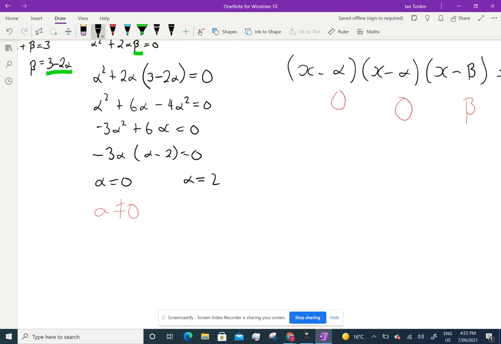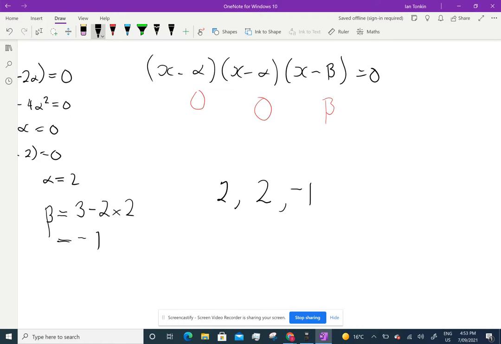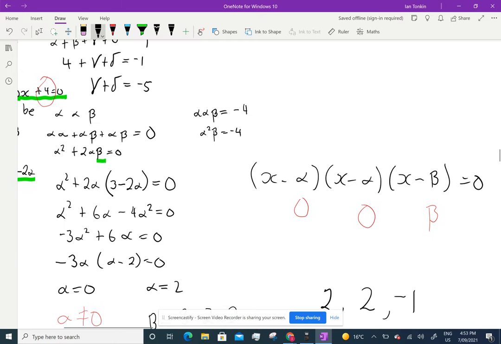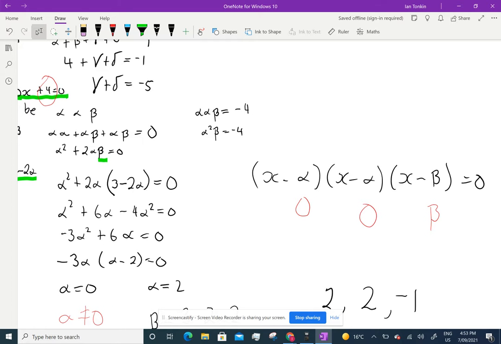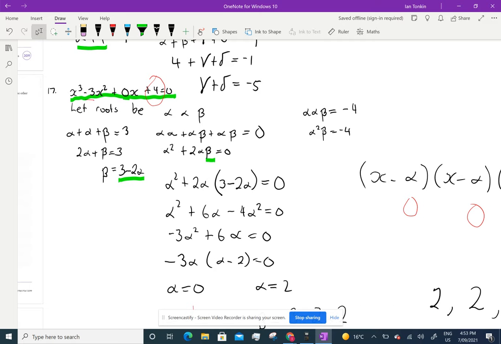So let's just go with this. If alpha equals 2, remember, beta equals 3 minus 2 times alpha. 2 times 2, 3 minus 4, negative 1. So therefore, the roots are 2, 2, and negative 1. And when you think about that, 2 times 2 times negative 1 will give me that 4. Should be negative 4. Why haven't I got negative 4?